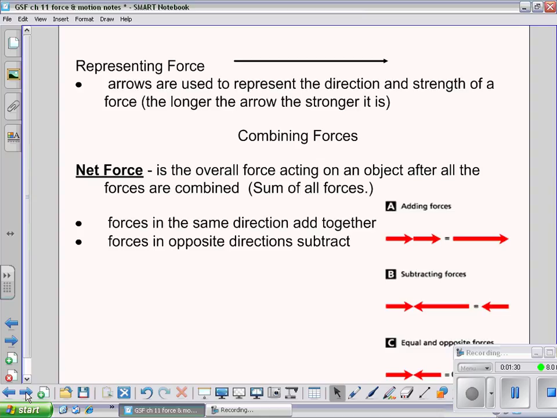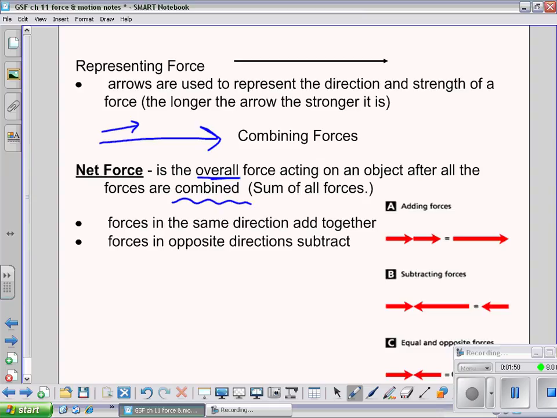All right, so we use arrows to represent forces, and the arrow will tell you the direction and the strength of the force. The longer the arrow, the bigger the force. And we can combine forces. A net force is just that overall force acting on an object after you combine all those forces.